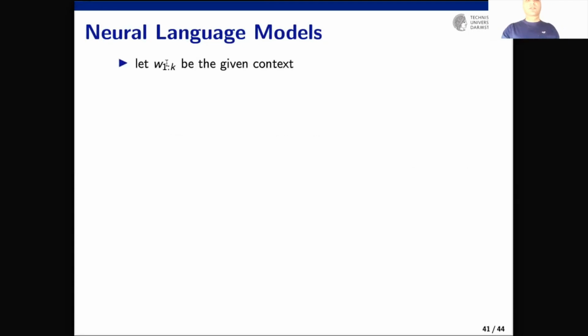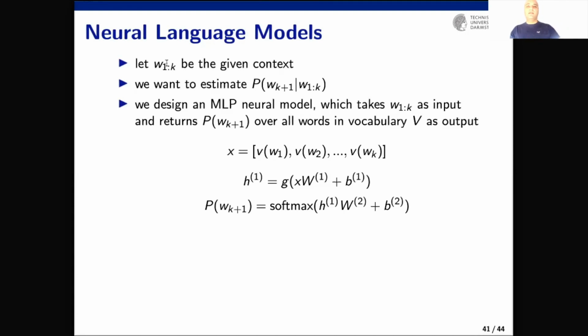Let W1 to K be the given context, and we want to estimate the probability of the next token given the context. Right? We design a multi-layer perceptron neural model, which takes W1 to K as the context. As I said, whatever we have in the condition part would be the input to our neural model, and the output would be the probability of the token in position K plus 1 over all vocabularies, over all words that we have in the vocabulary.